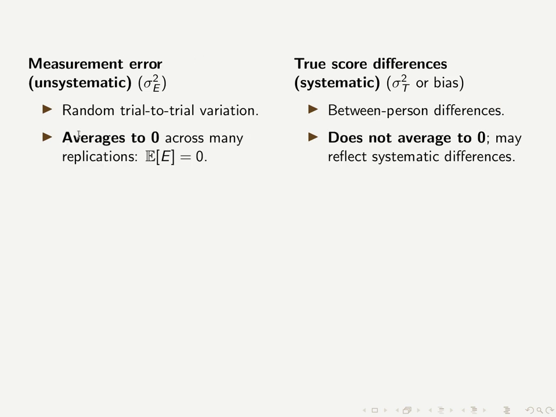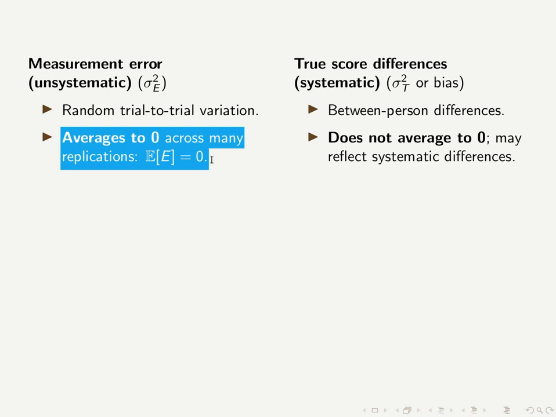This measurement error averages to 0, again, because we're using a normal distribution centered at 0. And it just captures this idea that we don't really have a reason to expect that the measurement is going to be biased in any direction. Sometimes we're going to overestimate the true score. Sometimes we're going to underestimate it. On average, we expect it to cancel out. But the true score difference here does not necessarily average to 0.